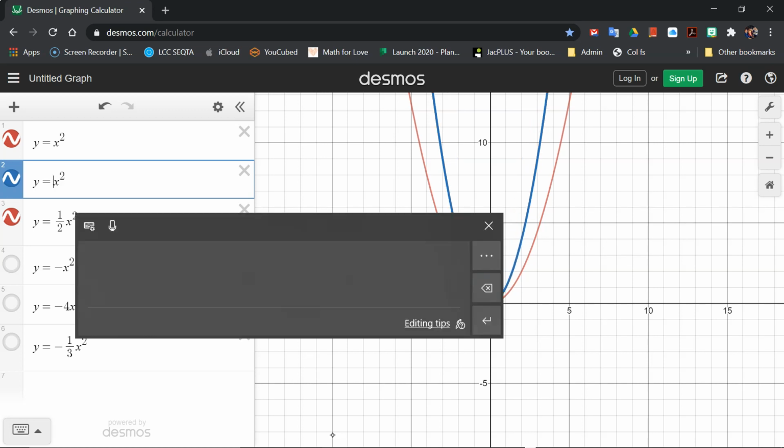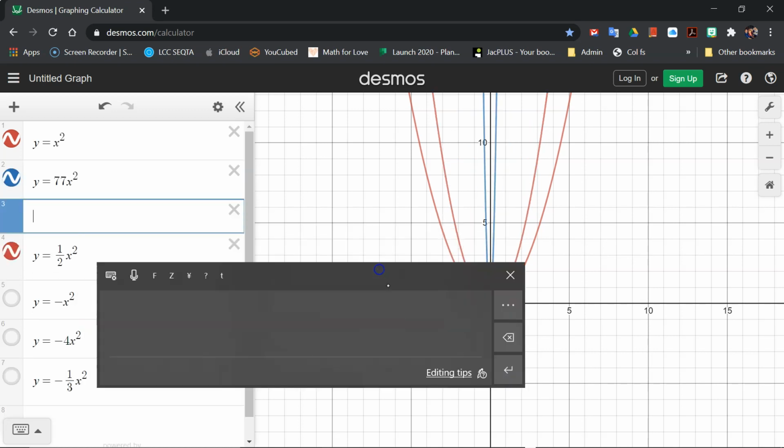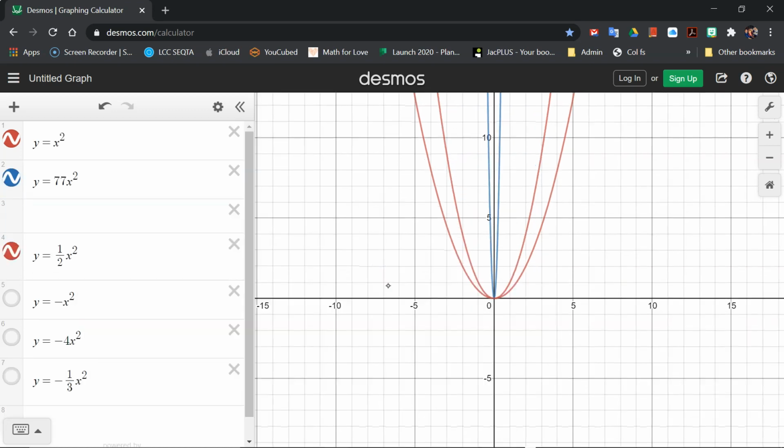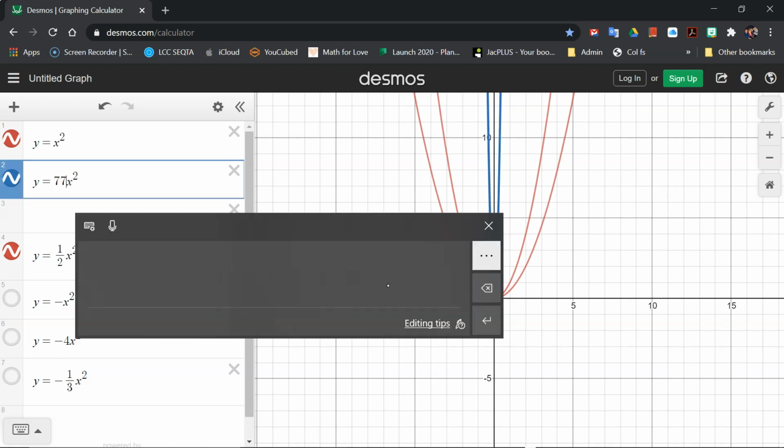So I could easily make this into a 7, and you can see that the graph already becomes even skinnier again. Well, I change it to 77, not just 7. So let's change it to 7. You could see that it's getting a little bit wider. If I were to change that to a 3, then it's wider again. If I make that a 2, then it's even more so.